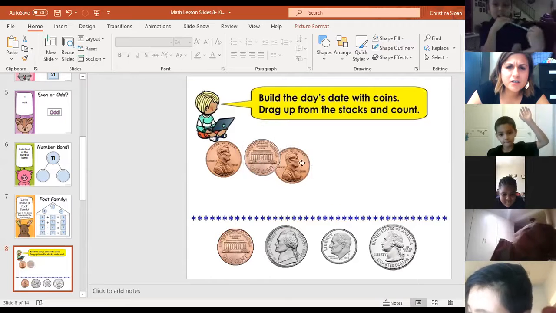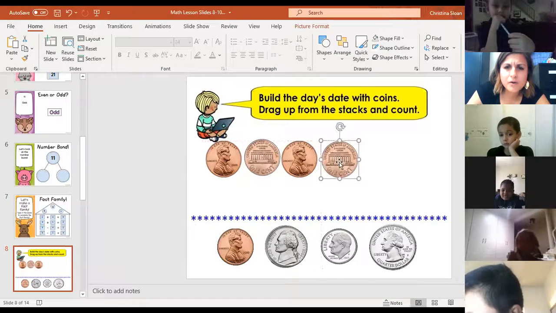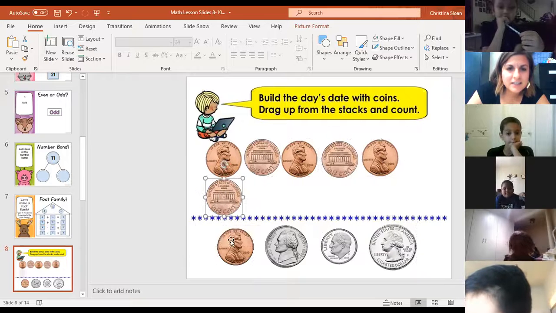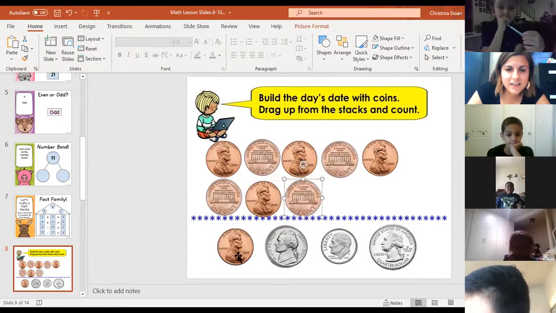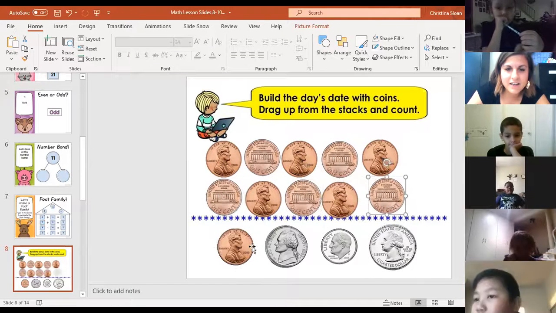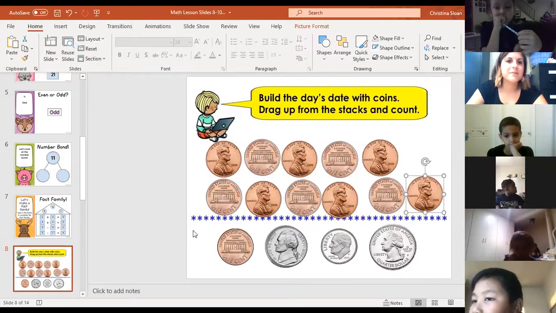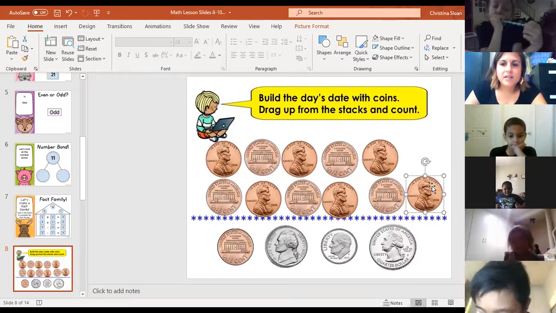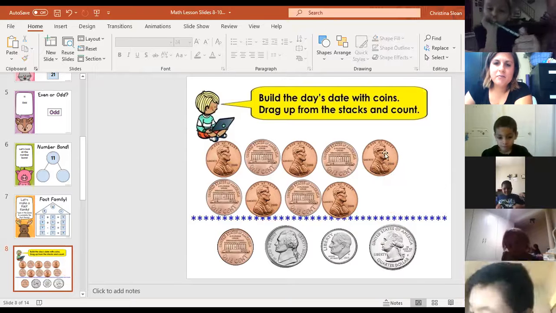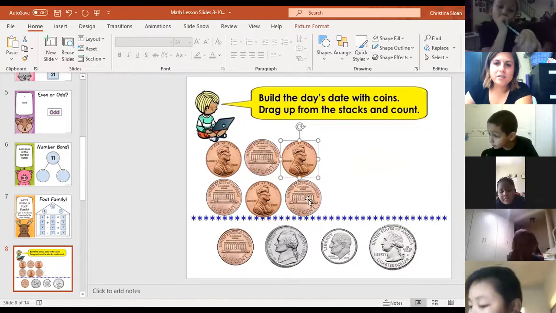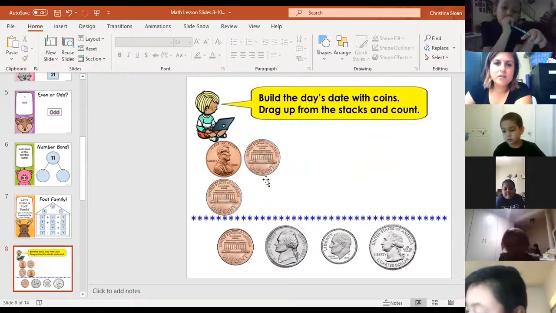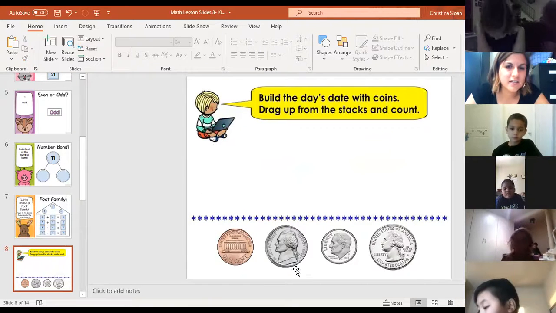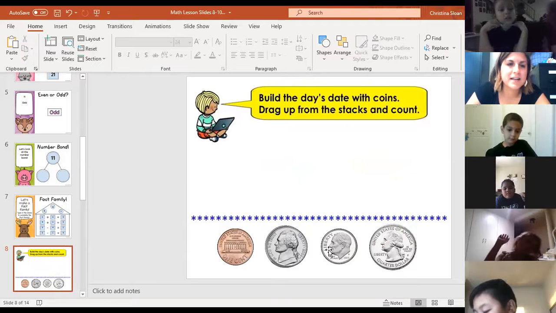1, 2, 3, 4, 5, 6, 7, 8, 9, 10, 11. Nice job. All right. So we would need 11 pennies. How about, could we use a nickel or a dime to help us get to 11 cents? Who thinks they can make 11 cents with a nickel or a dime?